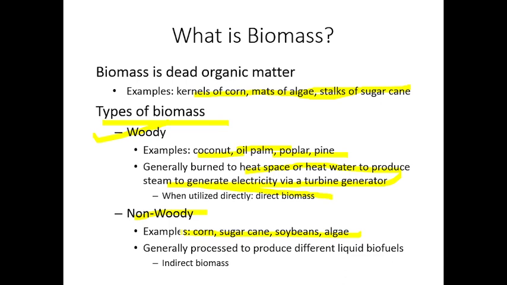For example, large wood of a tree is woody biomass. The biomass we cannot directly use to produce heat is processed to convert it into biofuel or biodiesel. So these are called non-woody or indirect biomass.